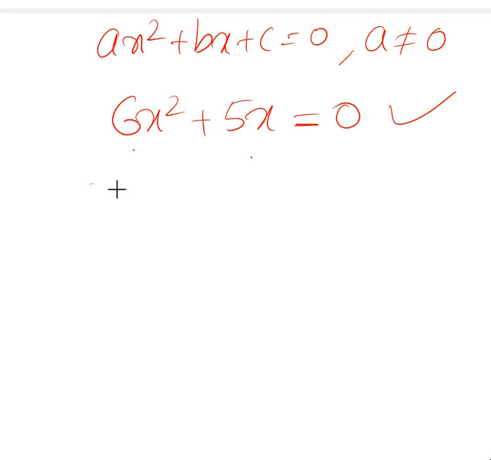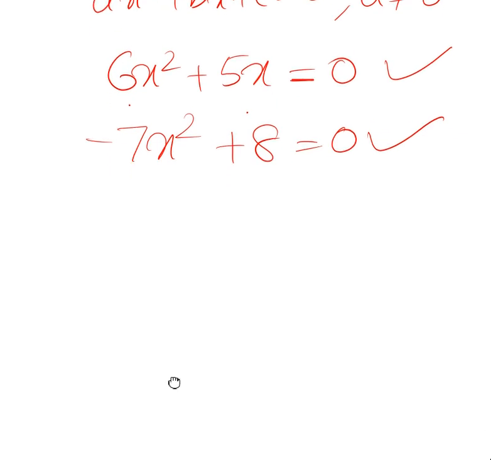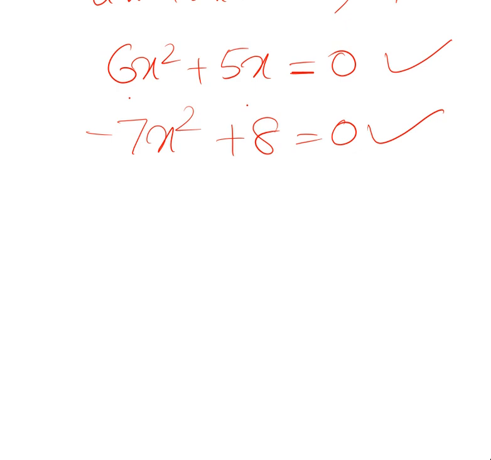Another example, −7x² + 8 = 0. This is also a quadratic equation, because a is equal to −7 and c is equal to 8, here the b term is absent. So the b term is 0 here. So b and c can be 0 but a cannot be 0. Also, what about 6x² = 0? This is again a quadratic equation in standard form. Why? The b and c terms are absent here. Only the a term is here.